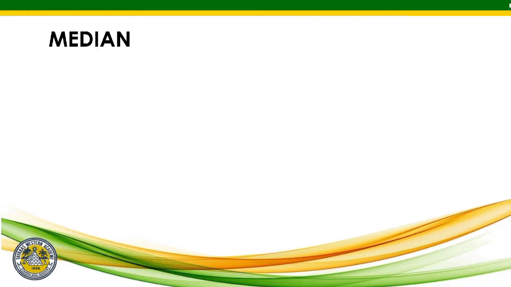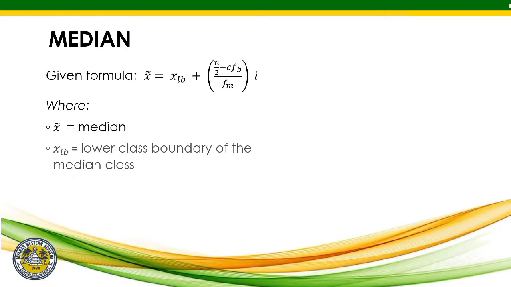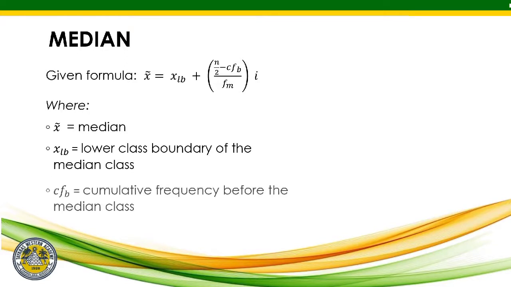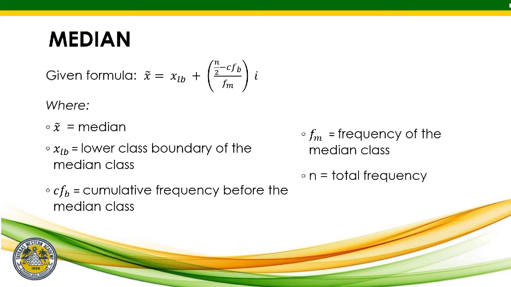Move on to the median. What we got earlier is the mean. Then we have the median. In the median, we need to use the formula: median is equal to the lower class boundary plus n, or the sample size, divided by 2 minus the cumulative frequency before the median class, divided by the frequency of the median class, and then multiplied by the class width or the class size. This is the formula that we are going to use in finding the median.